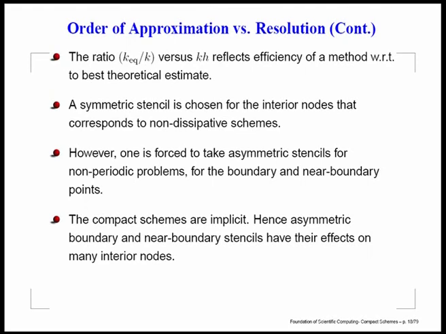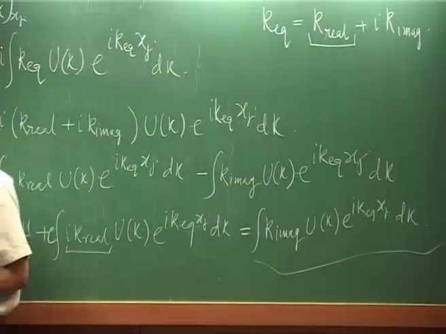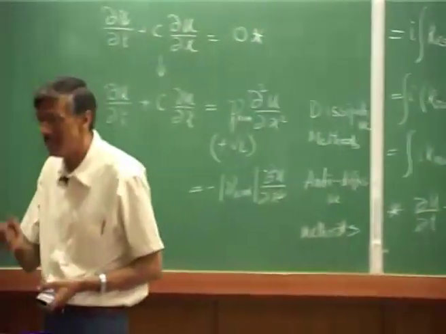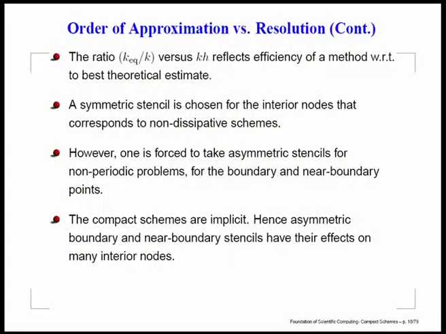Okay. Now, I emphasized also this part, that if you would choose a symmetric stencil for the interior nodes, that would give rise to K equivalent which will not have the imaginary part, and that would actually mean that you are developing a non-dissipative scheme. That is what the second bullet states.